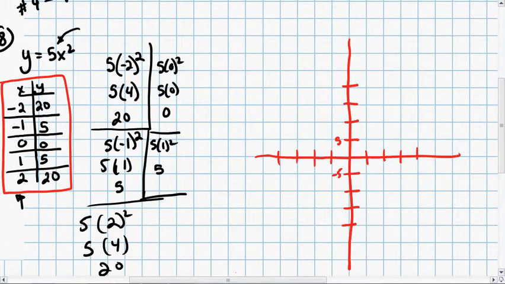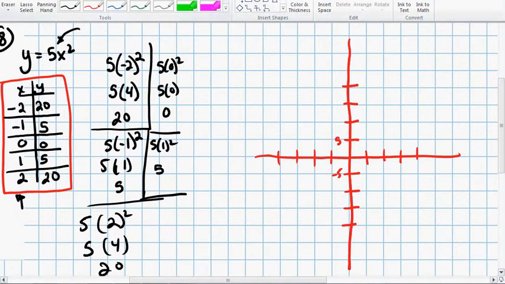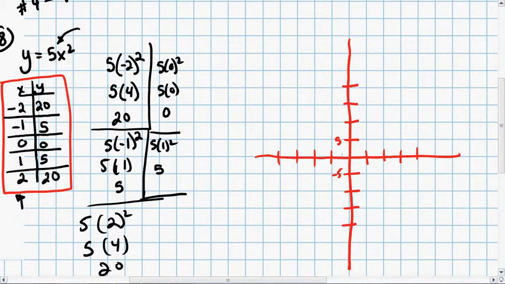So my first point is negative 2, positive 20. Change colors here so you can see what I'm doing. I'm going to go left 2, so about there is about where 2 is, up 25, 10, 15, 20. And then negative 1, 5, so negative 1, 5. 0, 0 is right at the origin, and then 1, 5, and positive 2, 20, and then I'll connect them.